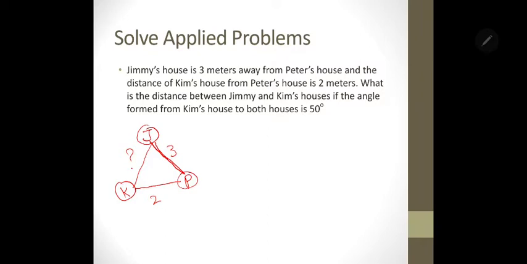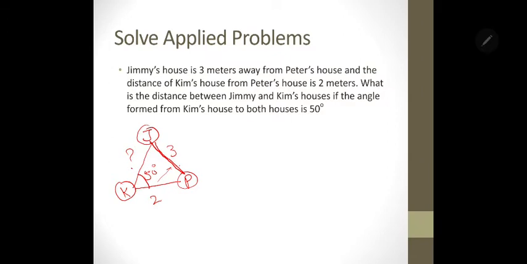And another thing that is given to us is, what is the distance between Jimmy and Kim's house if the angle from Kim's house to both houses is 50 degrees. Now as you can see, I have two given sides and one angle opposite to a given side, so I can use the sine law once again.